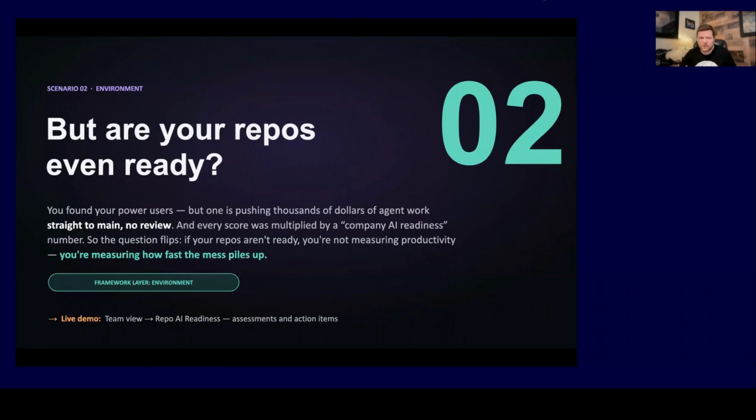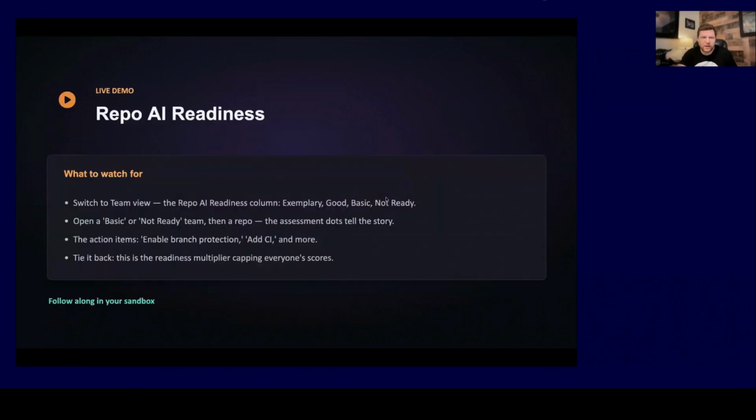So you found your power users, but one is pushing thousands of dollars of agent work straight to main, no review. Every score was multiplied by a company AI readiness number. So the question flips: are your repos ready? And if they're not ready, are you measuring productivity? How do you measure how fast the mess piles up? So let's go in and get a view of our teams and our repositories, and see if we can get an assessment of whether our code base is ready for agentic development.